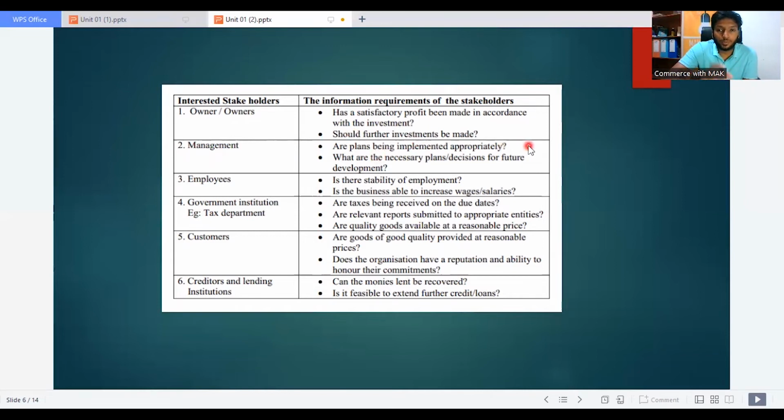Are we putting the plans properly? Are we getting a return on the plans which we are doing? What are the necessary plans and decisions for future development? What ways can we ensure that we have enough plans and decisions for the future development of the business?